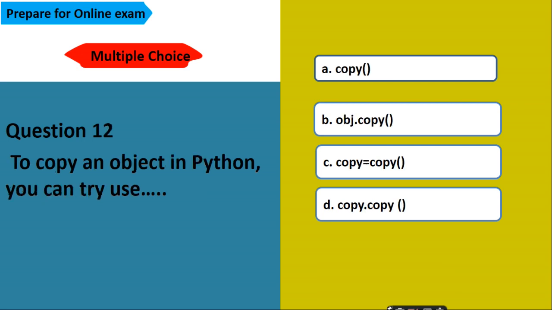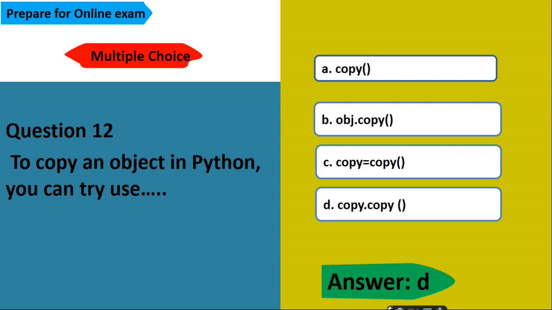To copy an object in Python, you can try the function. Options are A, copy, B, object.copy, C, copy equals copy, D, copy.copy. And the correct answer is D, the copy.copy function is used to copy an object in Python.